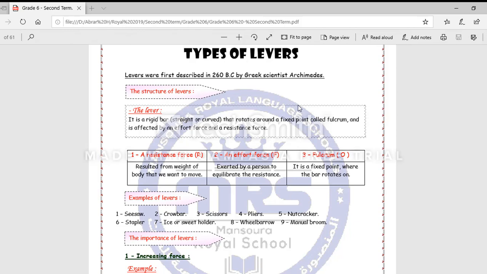So, from the previous definition, we knew that the lever consists of three main structures. The first one is the resistance force, the second one is the effort force, and the third one is the fulcrum. The resistance force is symbolized by the letter R. The effort force is symbolized by the letter F, and the fulcrum is symbolized by the letter O.